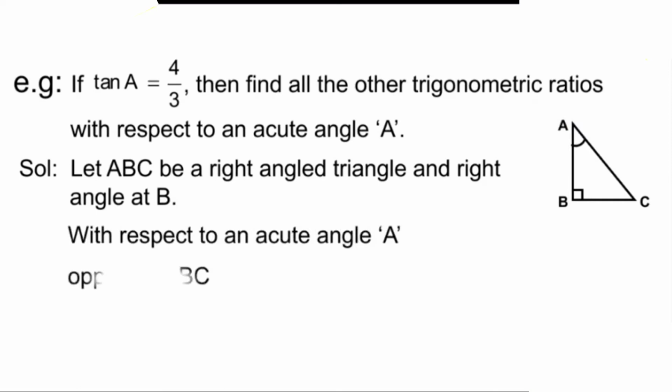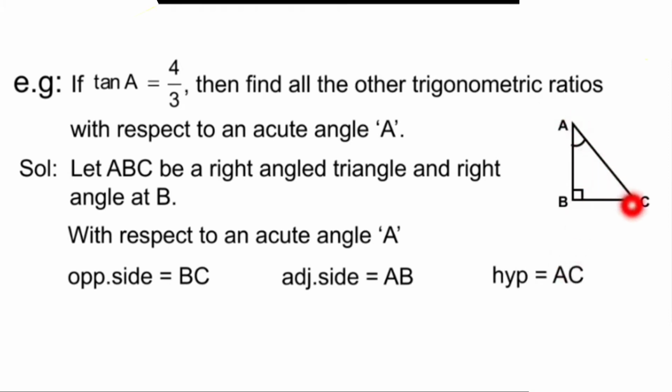They are opposite side is equal to BC since it is the side opposite to an acute angle A. Next, adjacent side is equal to AB since it is the side next to an acute angle A. Next, the hypotenuse is equal to AC since it is the side opposite to right angle.